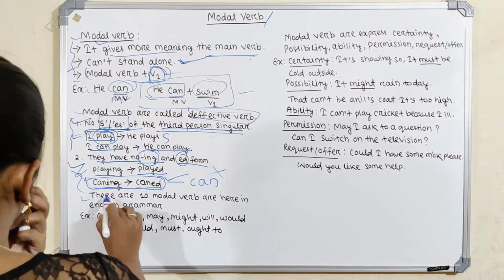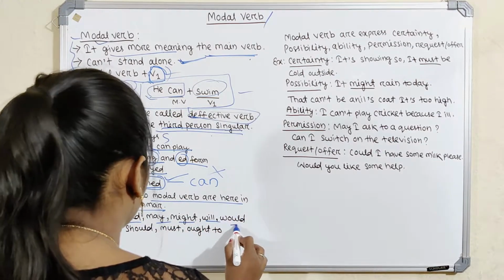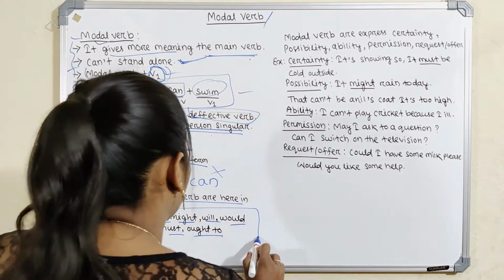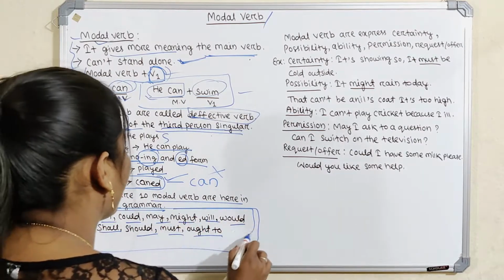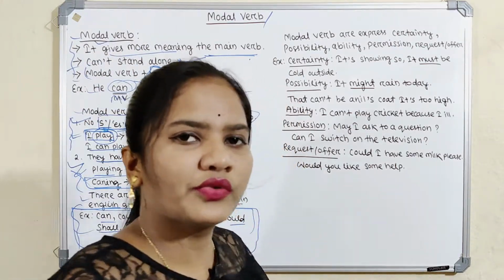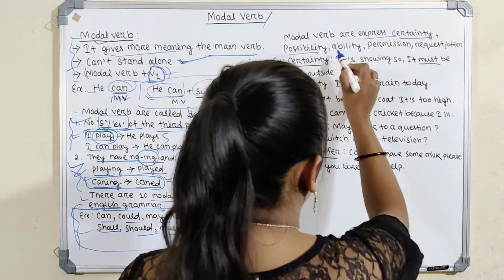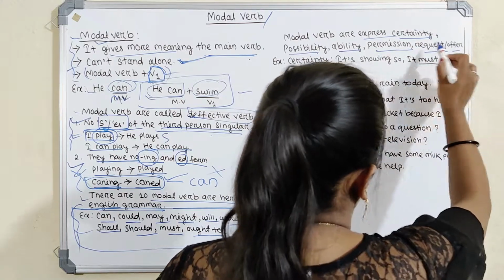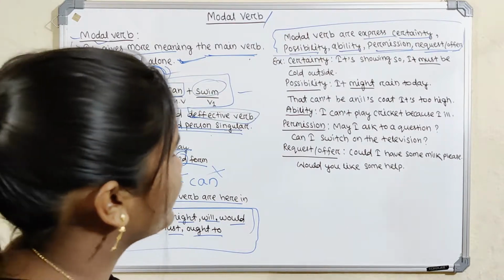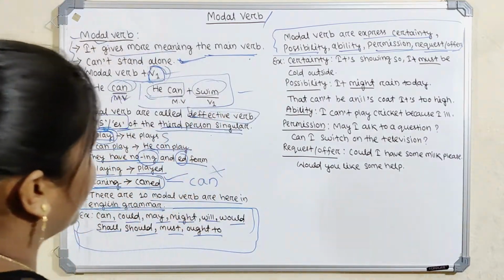Next, there are 10 modal verbs in English grammar: can, could, may, might, will, would, shall, should, must and ought not. Totally 10 modal verbs are here in English grammar. Now we will discuss which modal verb is used in which case. Modal verbs mainly express certainty, possibility, ability, permission, request or offer. In these cases modal verbs are used.